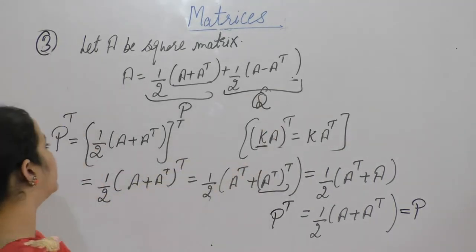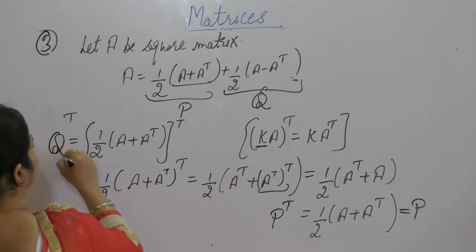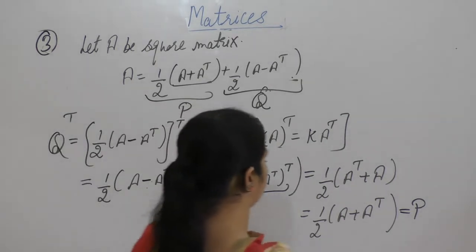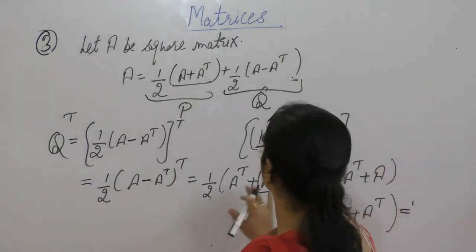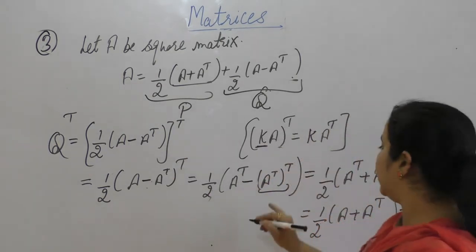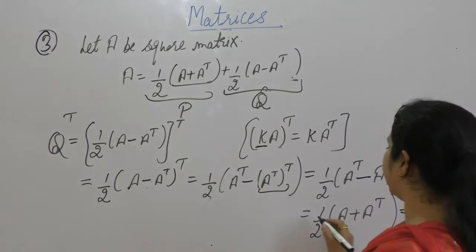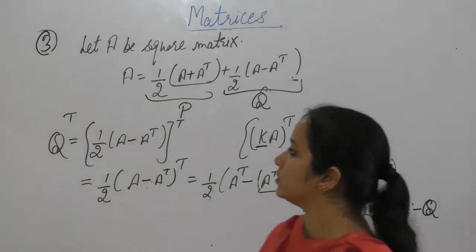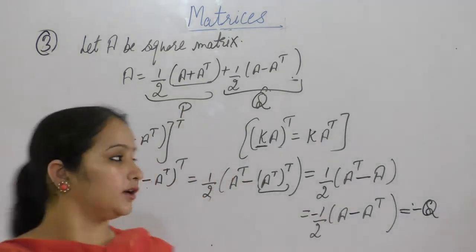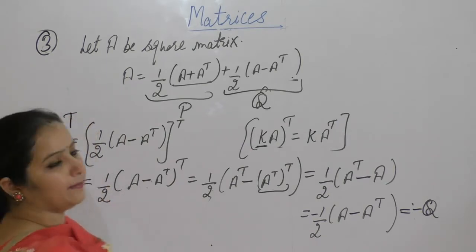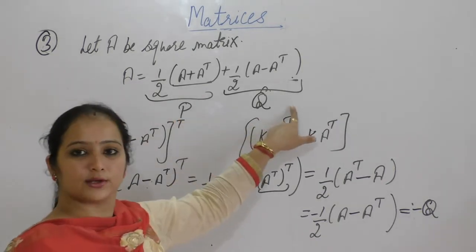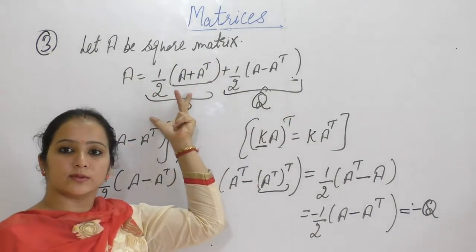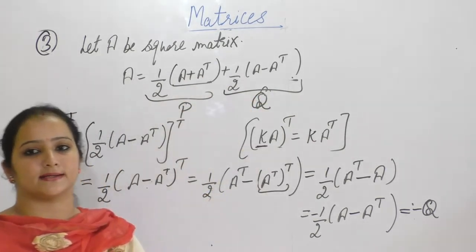Now let us start with Q. A transpose transpose is A. Now take the negative sign common, then it becomes minus Q. Q transpose is equal to minus Q, therefore Q is a skew symmetric matrix. P is symmetric, Q is skew symmetric, therefore any square matrix can be expressed as the sum of symmetric and skew symmetric matrices.